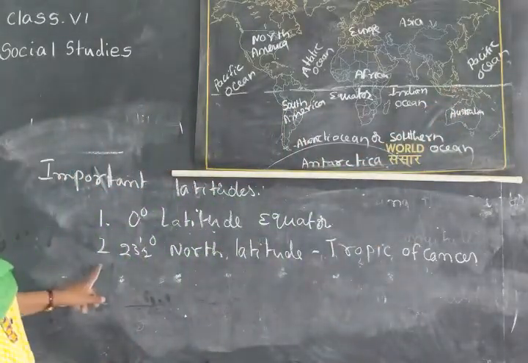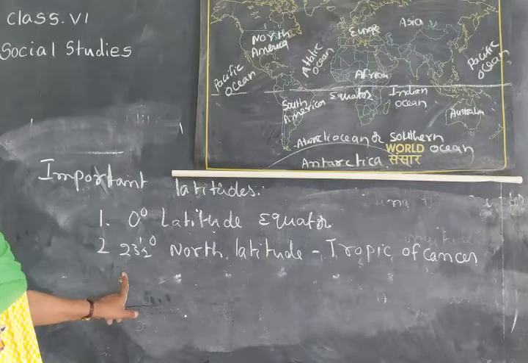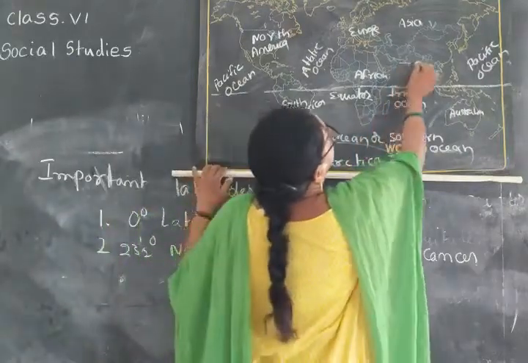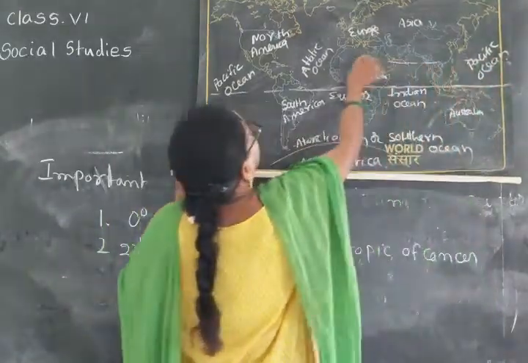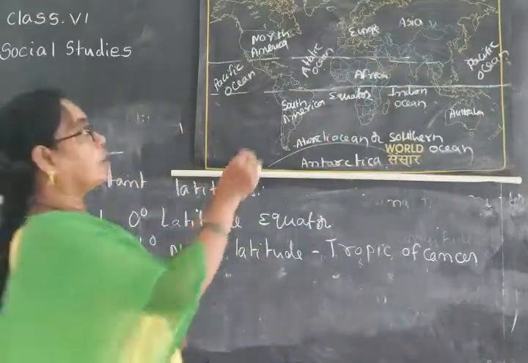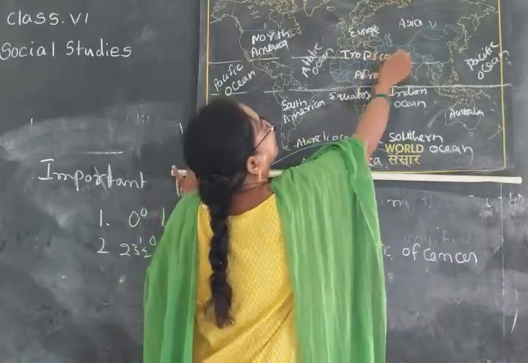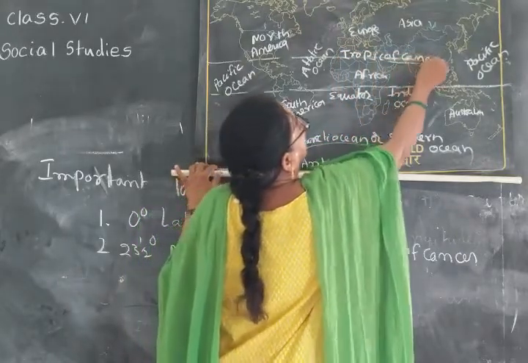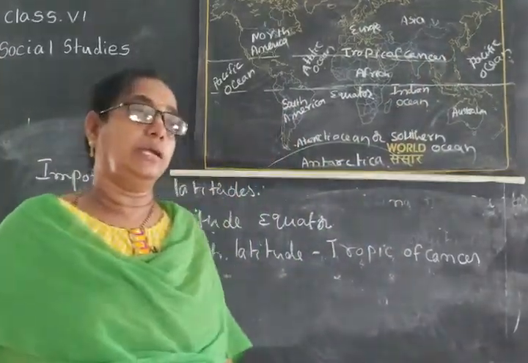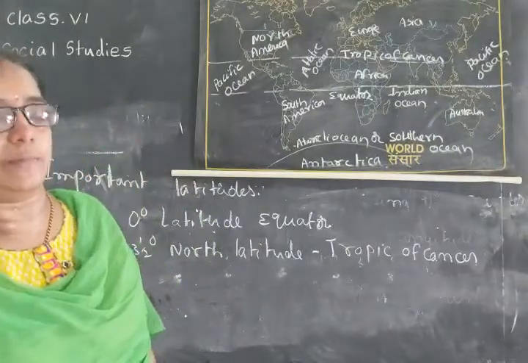The second one I told, Tropic of Cancer, is 23.5 degrees north latitude, which passes through the middle of India. That's why the southern part of India's climate is called tropical climate.